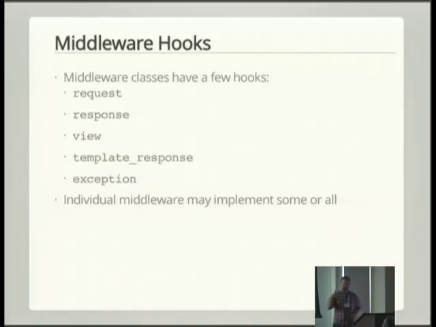There are five hooks here that you can hook on. You can trap things when the request comes in, when the response goes back, when the view is about to be called. And then you can also trap exceptions and template responses. So this is another way, when you're doing error handling, that you can take a particular action or maybe just do logging when there are certain errors. Individual pieces of middleware almost never implement everything. These are just the hooks that are available. You implement what you want.